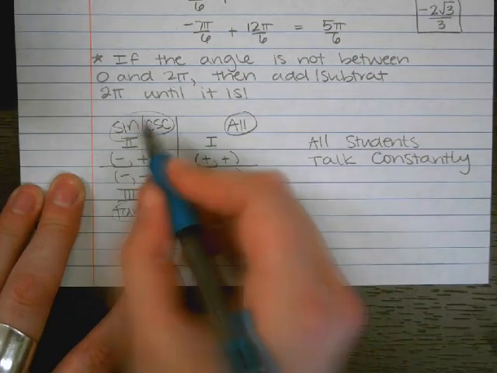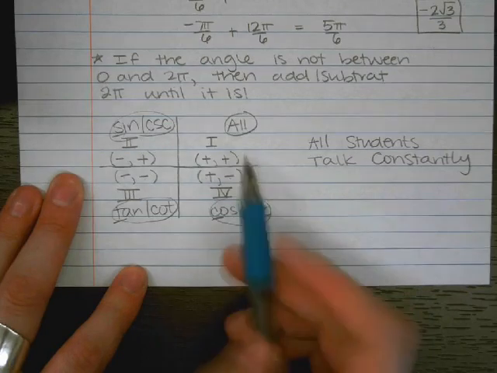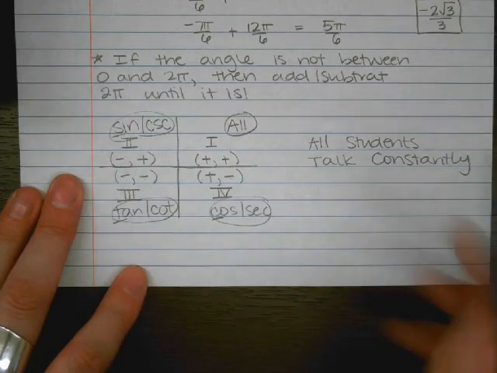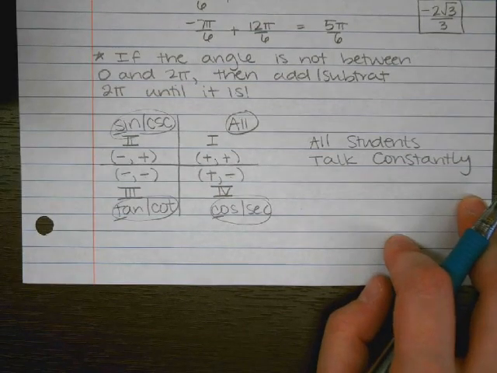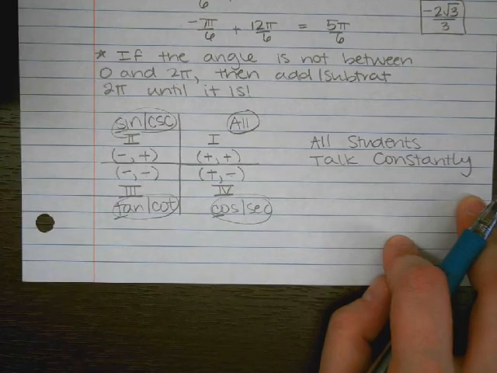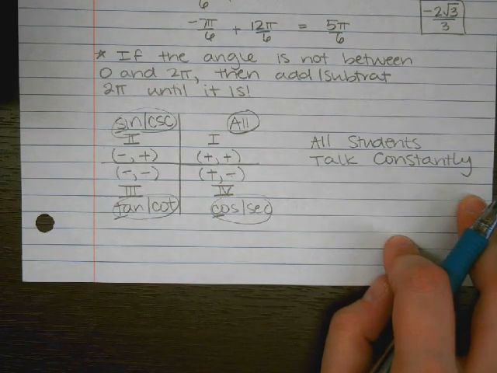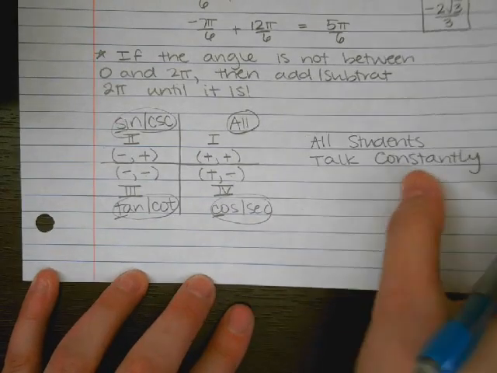All students, so S for sine, talk constantly. So all, sine, tangent, cosine. And then you can remember what is positive where. Okay, so now we're going to use that to go through some example problems so you guys can see how that might actually be utilized to solve for trig.